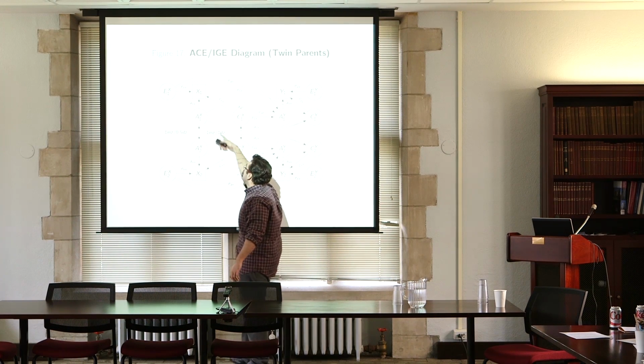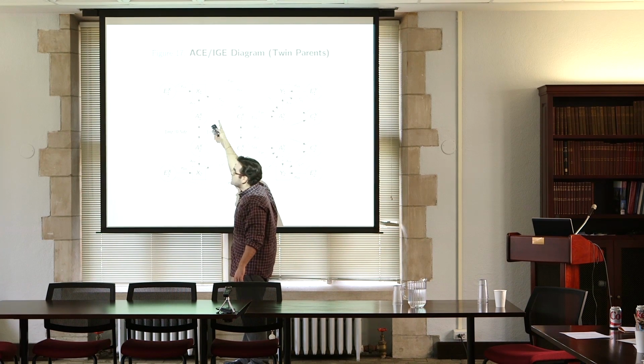For example, this is CXX, this is CXX, they are twins, and indeed the distribution of X1 is equal to the distribution of X2.